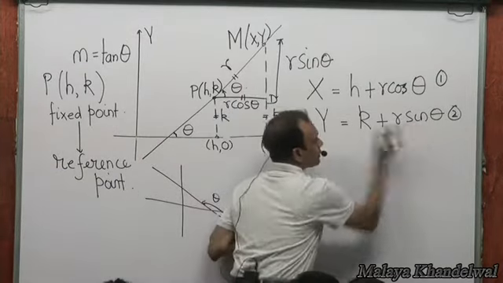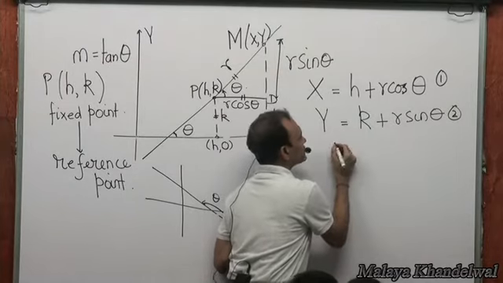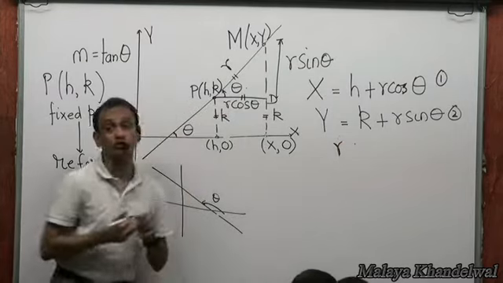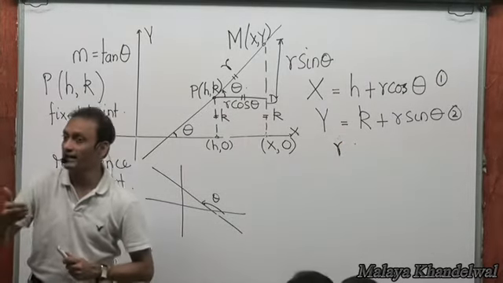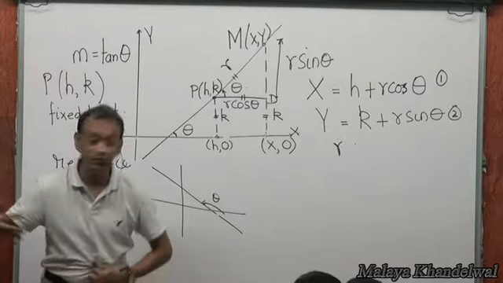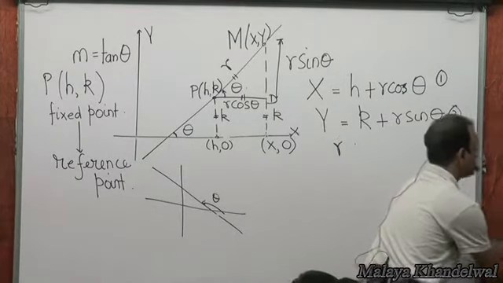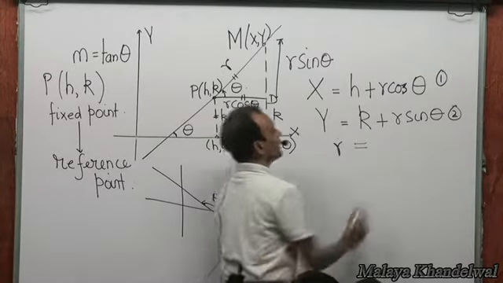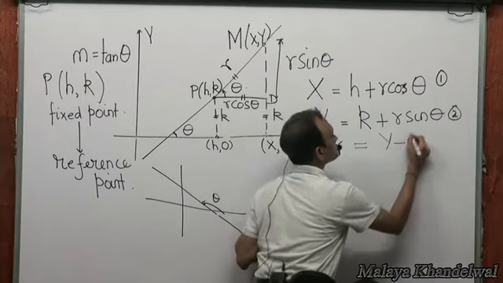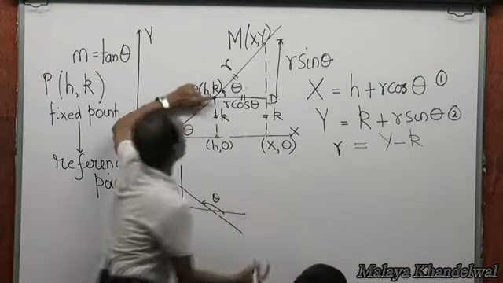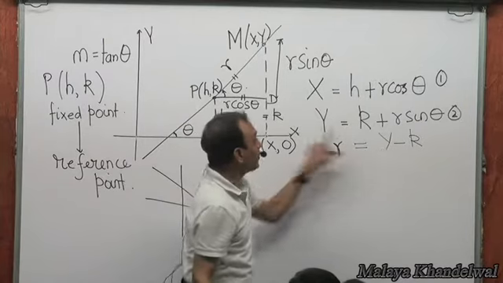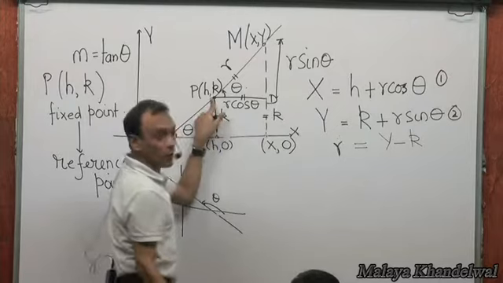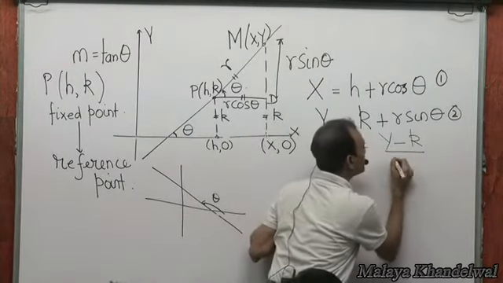Now, look at this. This gives me R for the point M. With every point M on the line, I could associate a R. Now, this R could be written as y of any point minus k, where k is the y of the fixed point. y of any point M, this is the y of a moving point, minus y of the fixed point, divided by sine theta.